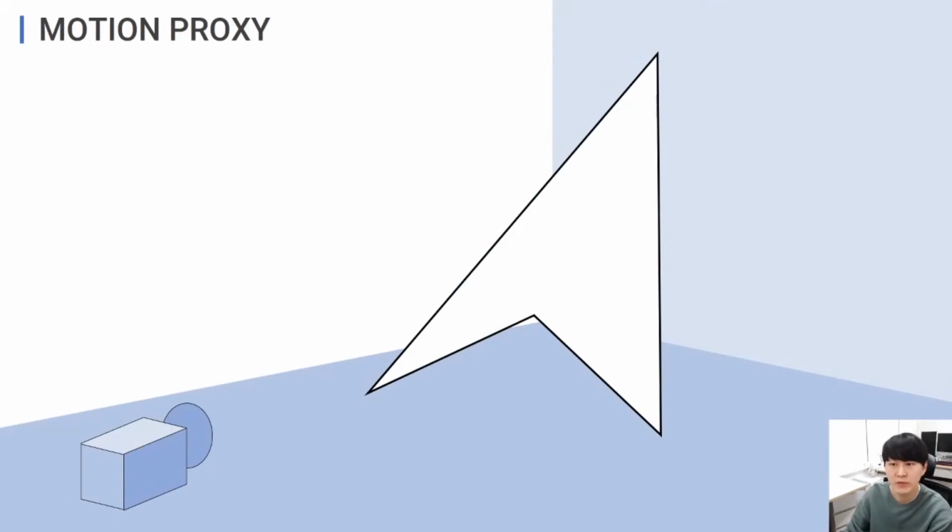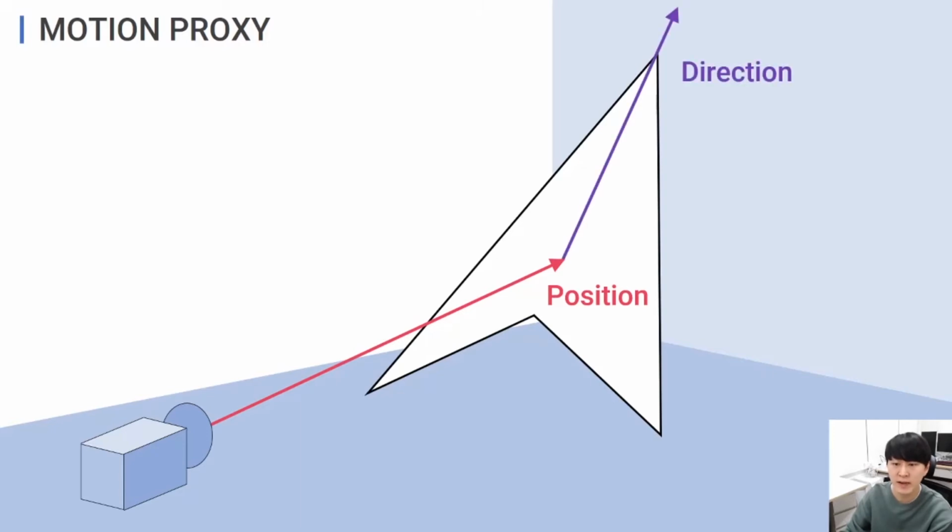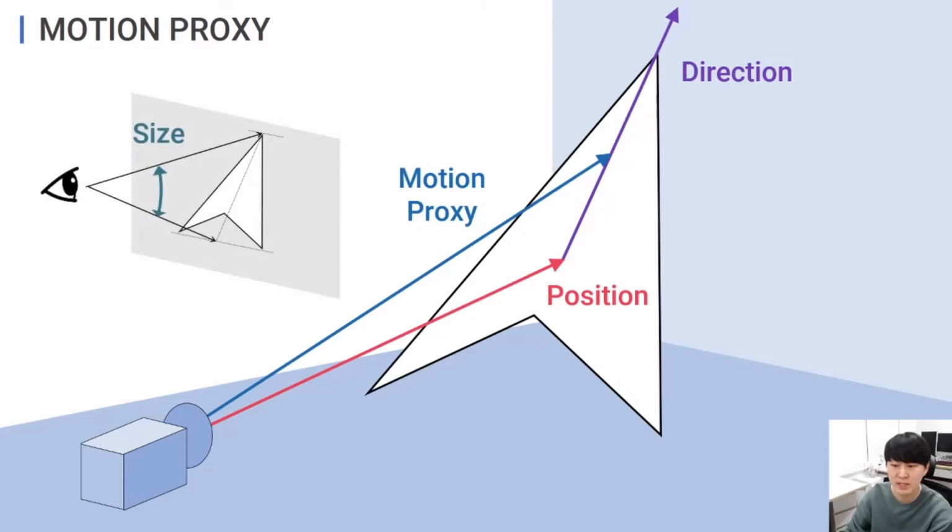To transform the full 6 DOF object motion to a 3 DOF motion effect, we introduce a new concept, motion proxy. The center position of an object only reflects the translation, and the direction of the object only reflects the rotation. The point that is shifted from the center position in the frontal direction reflects both translation and rotation. We refer to this point as the motion proxy for the object, and our algorithm centers around the motion proxy while considering the visual size of the object.